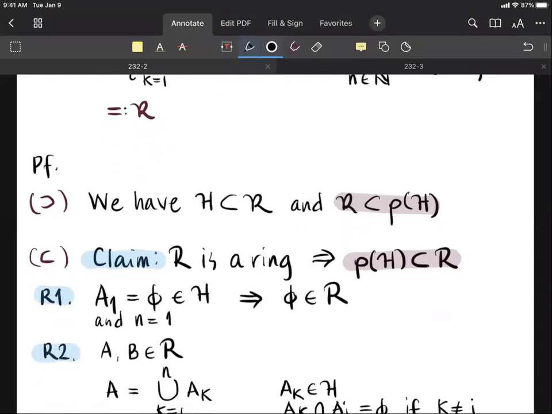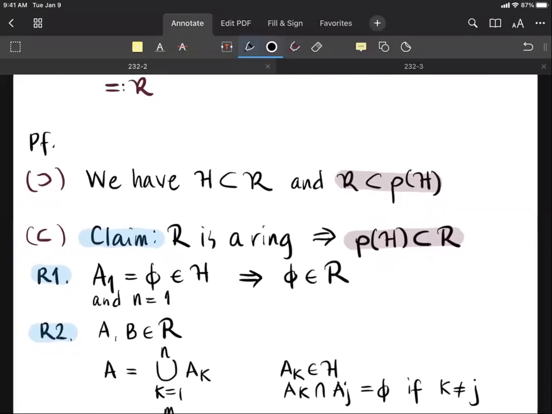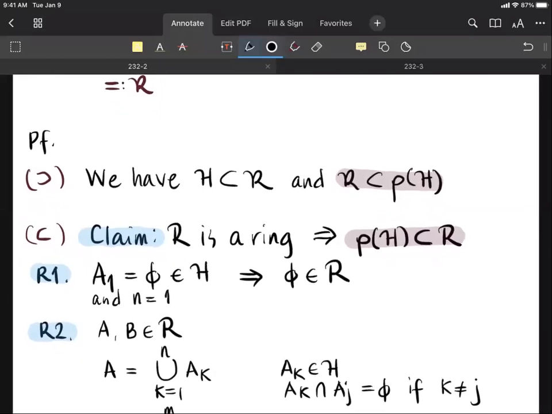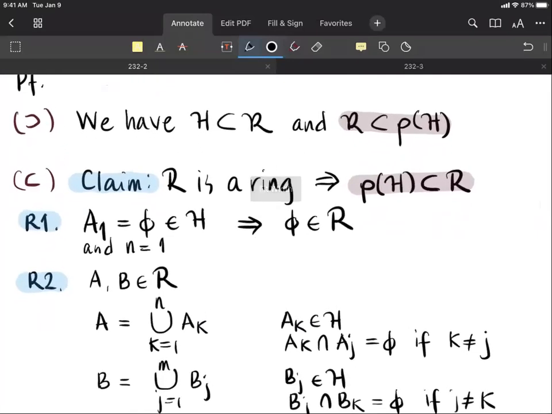Okay, now with respect to the set difference, consider two elements A, B in R. By the definition of R, this tells us that A can be written as a union of pairwise disjoint elements in H, which is written in this way. So A is the union of A sub k, k from 1 to n, A sub k is in H, and A sub k intersection A sub j is empty, provided that the indices k and j are different. We can also do that. So we can also write B as the pairwise disjoint union of elements B sub j in the semi-ring H.